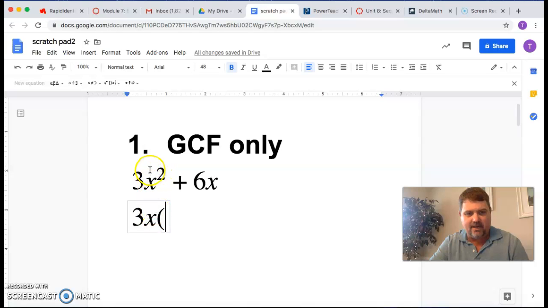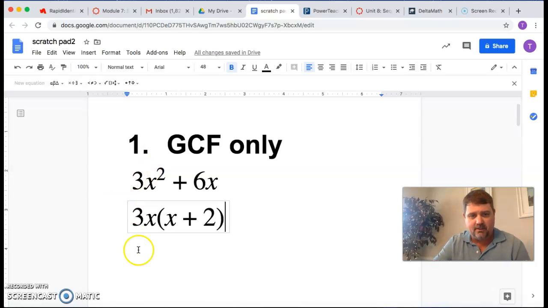So 3x squared divided by 3x leaves me with x. 6x divided by 3x leaves me with a 2. And that is factored completely. And if we look inside here, that is now prime. We're good to go. All right, let's relate it to an equation now.